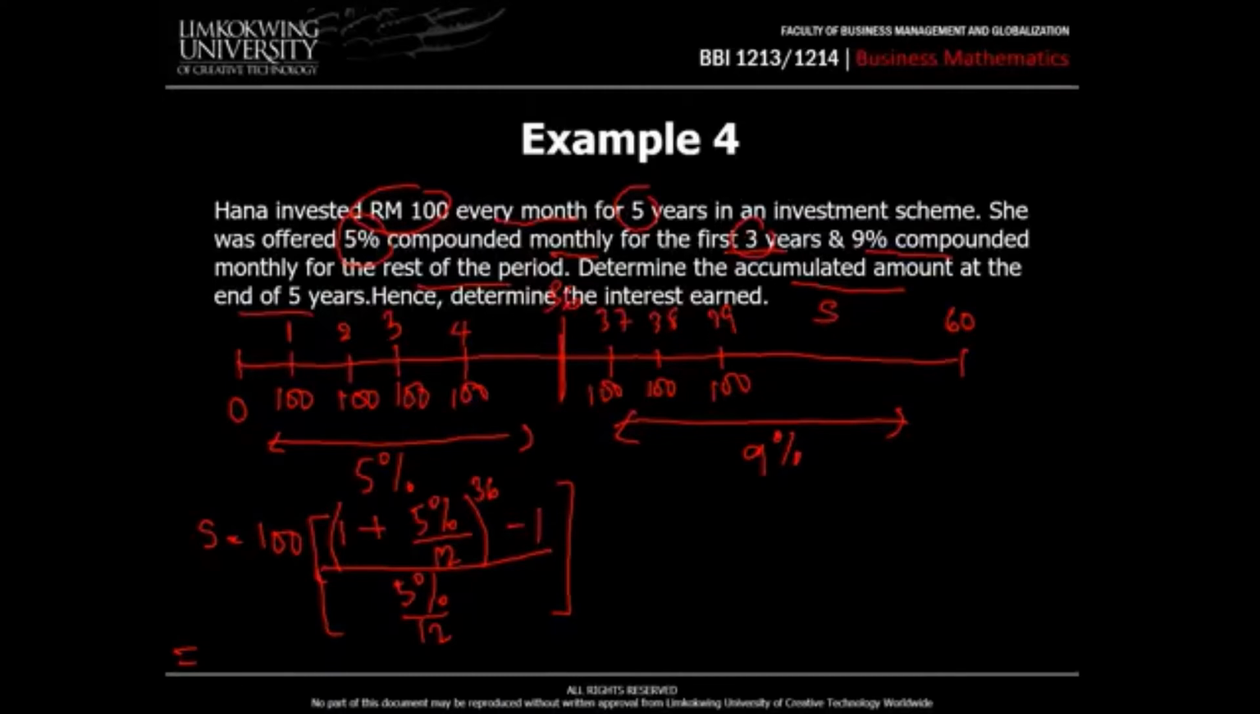So, 5% means 5 divided by 100, then divide by 12. Then press the answer. Then plus 1. The answer plus 1. And then you press the power of 36. Then the answer minus 1. Then press the answer. Then the answer will be divided by 5% divided by 12.